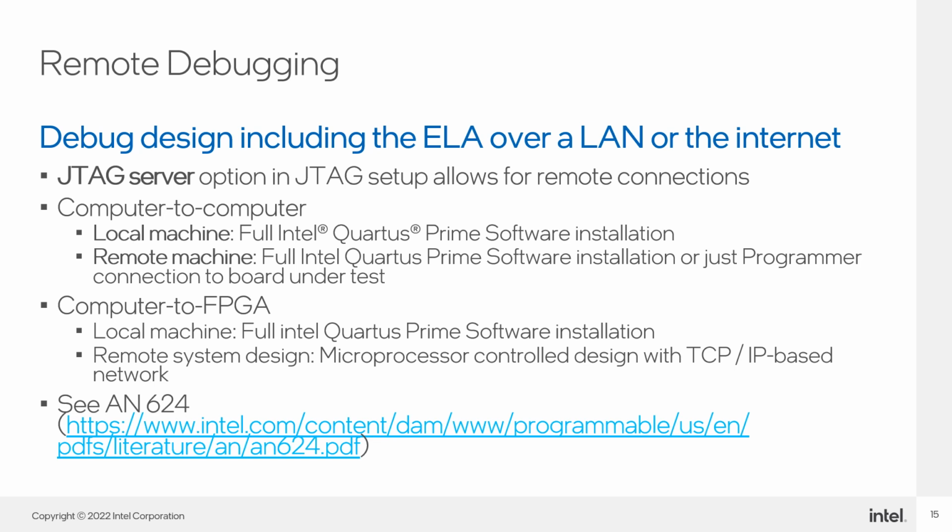You can also perform remote debugging by connecting directly to a remotely running FPGA design without the need for a remote machine. For this configuration, the FPGA design must include some type of microprocessor control, such as a Nios II soft processor or the ARM hard processor system found in Altera SoC devices. The microprocessor is necessary because the design must be able to set up and control a TCP/IP stack for a direct network connection. For more information on this type of remote debugging configuration, focusing on the use of the HPS, see Application Note 693, linked here.